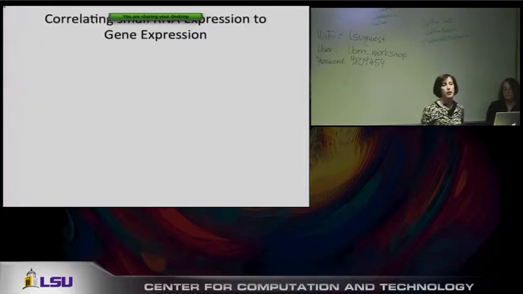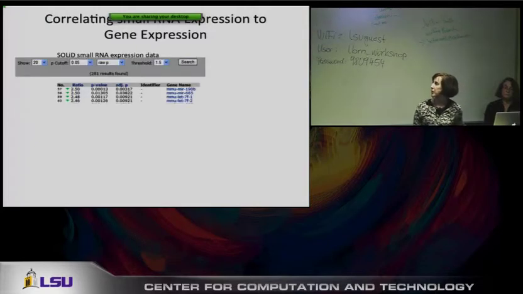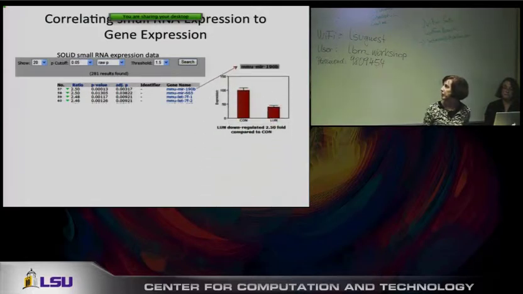So now I want to give you an example of an experiment that we did that was a small RNA experiment done with next generation sequencing, and also a microarray experiment done with gene expression. So again, we see our table with our information on our small RNA. We are interested in MIR190B. We can click on that and we get additional information about the expression in our treatment and our control group.